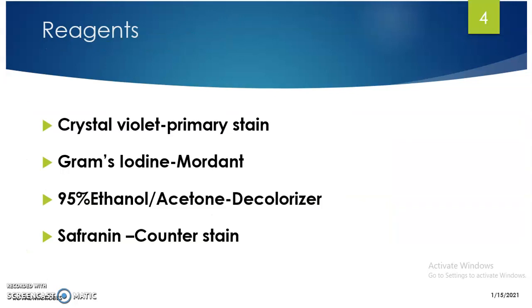The main reagents employed are crystal violet, Gram's iodine, 95% ethanol or acetone, and safranin. Crystal violet is the primary stain, Gram's iodine is the mordant, and the ethanol or acetone is used as decolorizer. Safranin is the counterstain.